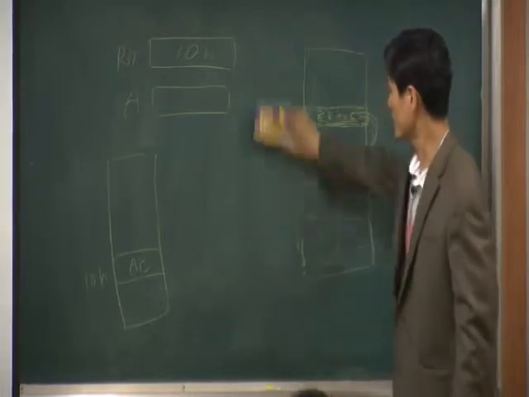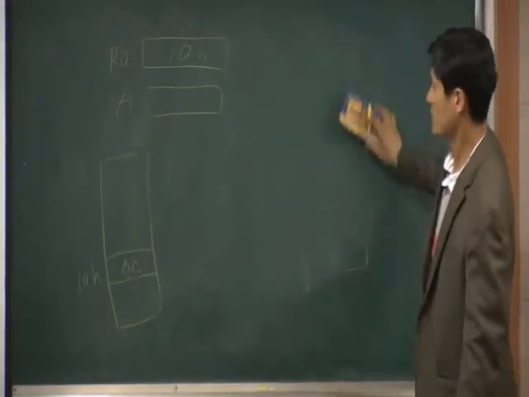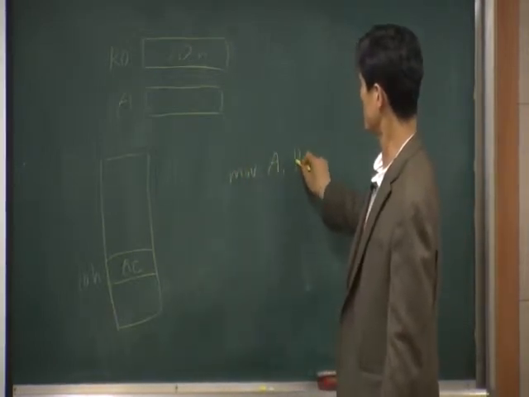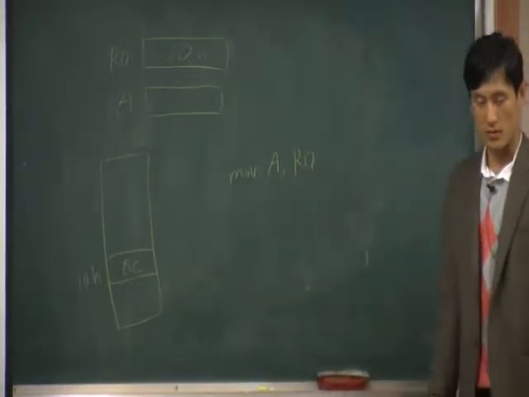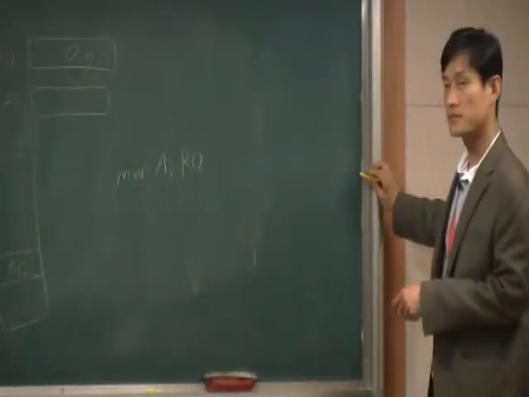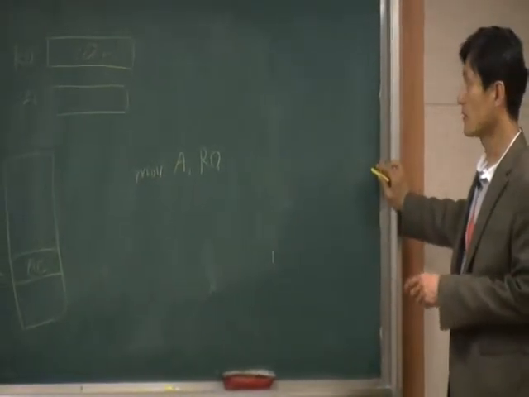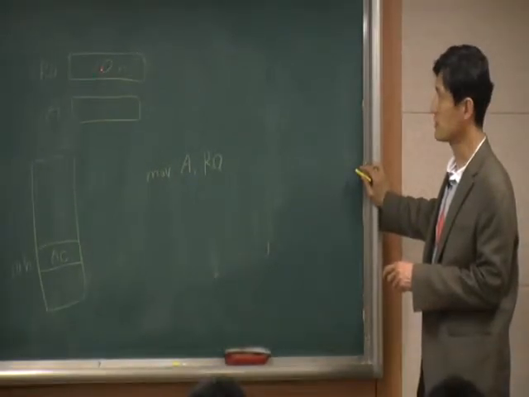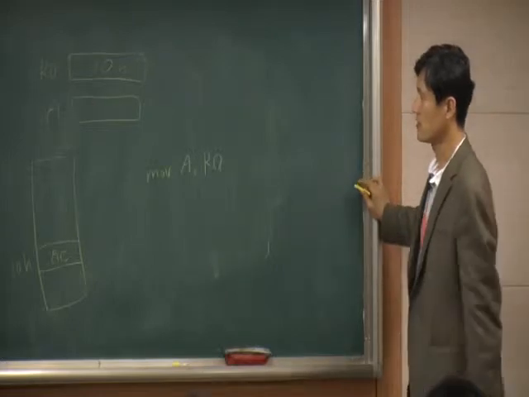Let's think about two different cases. First, let's say we do MOV A, R0. If you execute this one, then what happened? 10H goes to A, simply, right? So this is copy into A. So A is going to be now 10H.